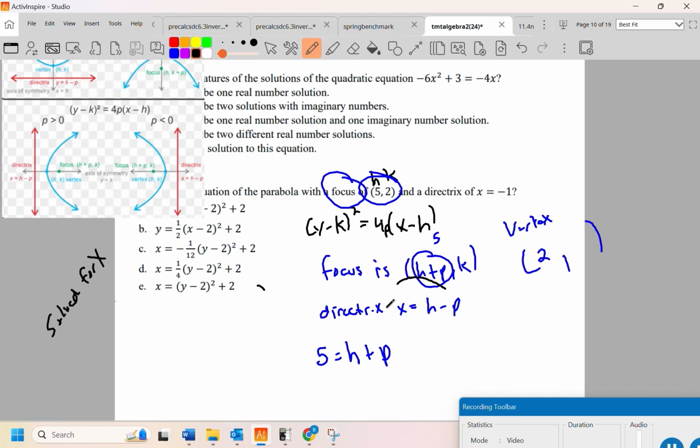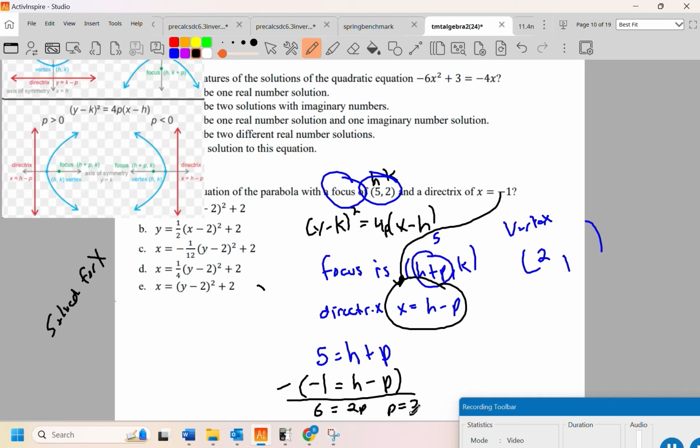Now let's talk about this. This is -1. -1 must equal h minus p. What you have is a very, very small linear system. It's not that hard to solve either. If we just take that away, we'll have 5 minus -1, which is 6, h minus h, which is nothing, and p minus -p, which is 2p. We will get that p is 3.